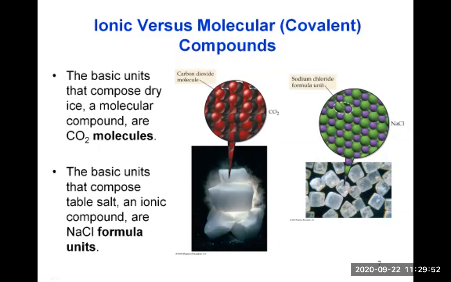But the basic units that compose table salt, which is an ionic compound, are NaCl formula units. We call them formula units. So when you have an ionic compound, you call the basic unit formula units, and when you have a molecular compound, you call the basic units molecules.